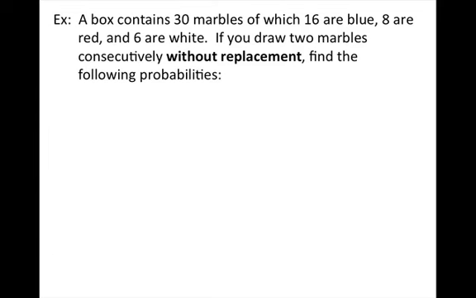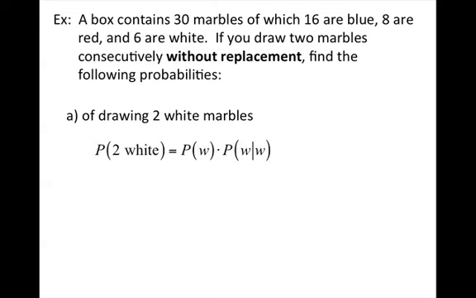So let's look at an example. A box contains 30 marbles, of which 16 are blue, 8 are red, and 6 are white. If we draw 2 marbles consecutively without replacement, find the following probabilities. I want to know the probability of drawing 2 white marbles. So the probability of drawing 2 white is equal to the probability of drawing a white marble times the probability of the second marble being white given that the first marble was white.